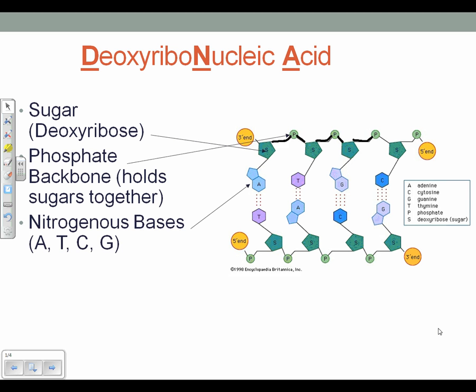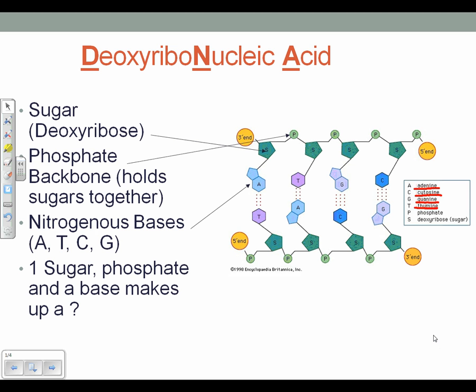And last but not least, we have our nitrogenous bases. We have A, T, C, and G. Remember, A stands for adenine, C stands for cytosine, G for guanine, T for thymine. So those are the four bases that are found in DNA.